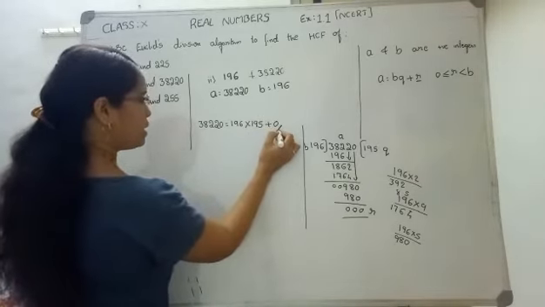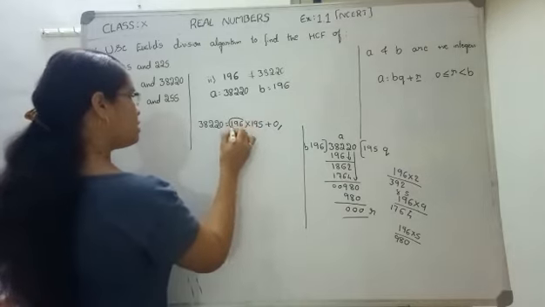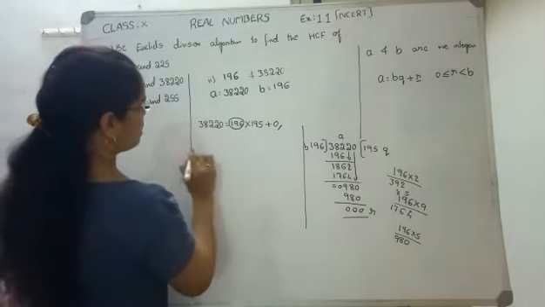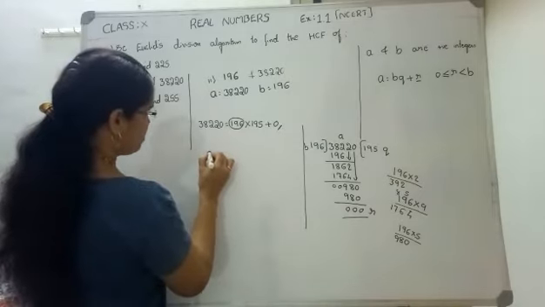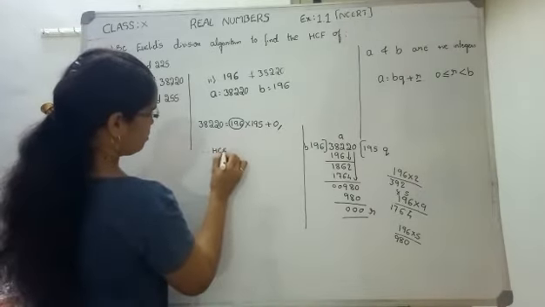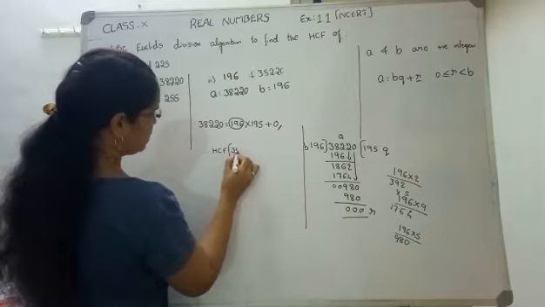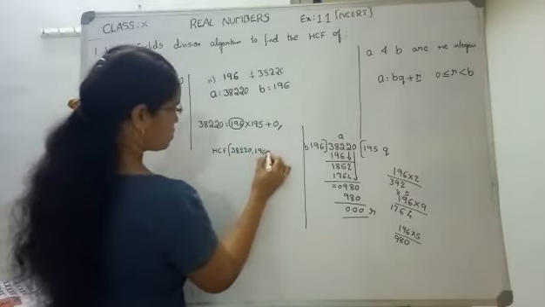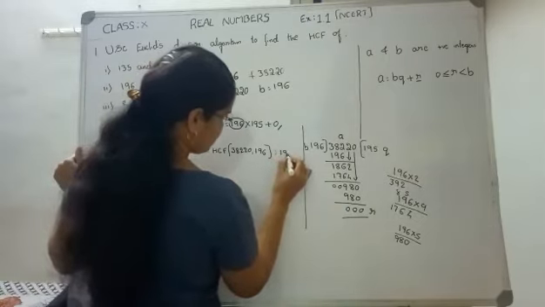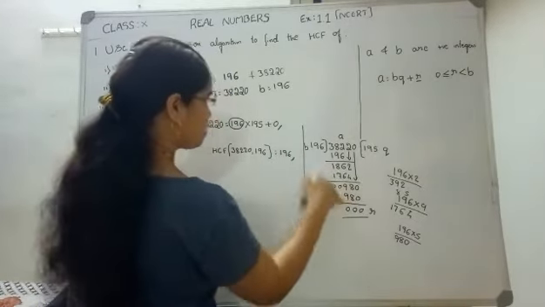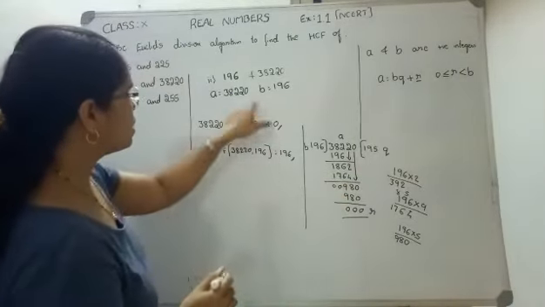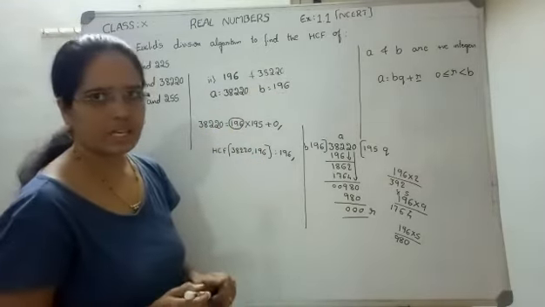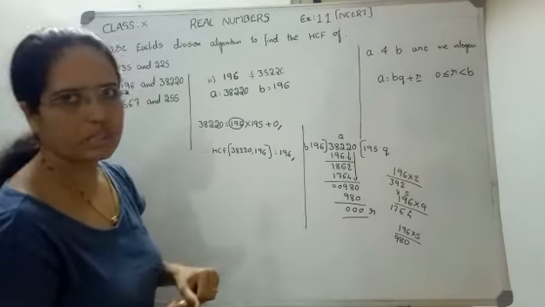When remainder becomes 0, the divisor is the HCF. Therefore, HCF of 38,220 and 196 is 196 only. In the first case only, it completely divides. So in these two cases, the smaller number is the HCF of the given two numbers.